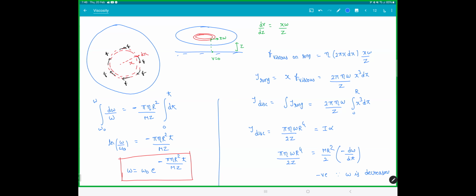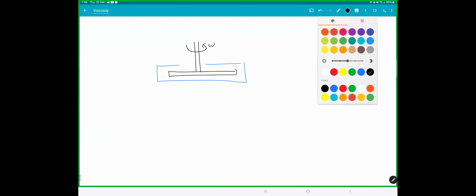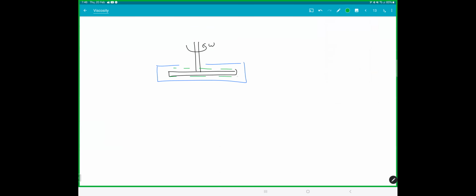Suppose the same question, if I change the diagram like this, can you tell me what will change? Suppose we have a container here and you kept a disk inside here. And if you rotate this with omega, what is the difference? Now there will be 2 viscous forces, na? Liquid on the top, liquid at the bottom. So multiply the torque by 2, that's all.